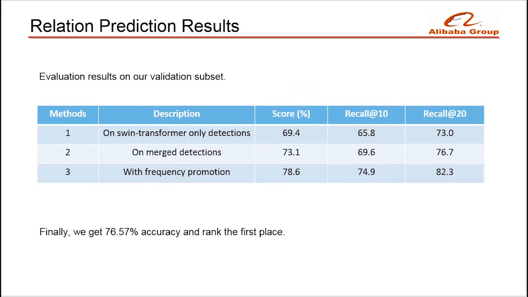This table shows the experimental results on the validation subset. We only show our implemented Swin SCG model here, with various detection results and the combination tricks. The detection ensemble promotes the score from 69.4 to 73.1. The frequency promotion in the final combination part promotes the score to 78.6. Finally, we submit the model and achieve 76.5% accuracy. And this score makes us rank first place in the final test leaderboard.